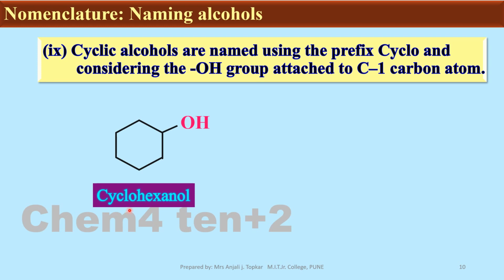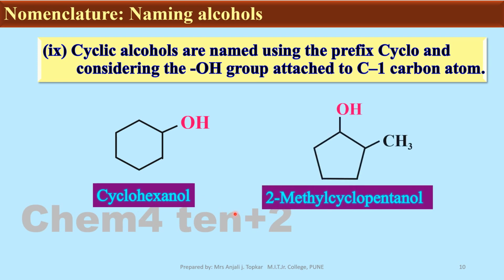Cyclo indicating cyclic. The ring contains 6 carbon atoms, so it is the derivative of hexane. That's why cyclohexanol. The OH group is attached, which is shown by OL. So cyclohexanol. In this compound, we find a cyclic compound; this carbon ring contains 5 carbon atoms, in which an OH group is found and a substituent methyl group is found.